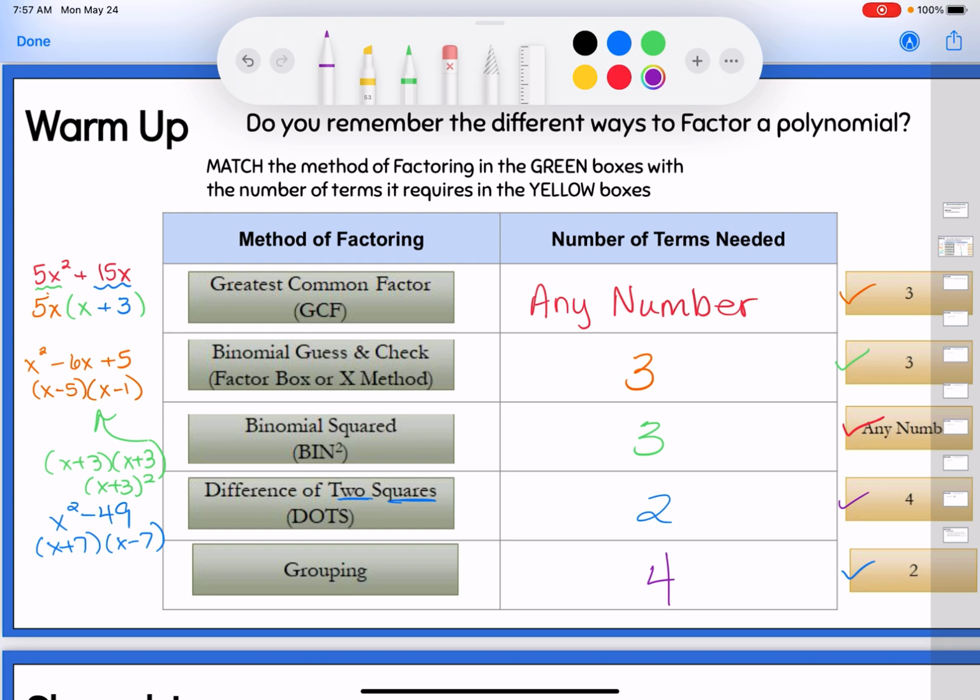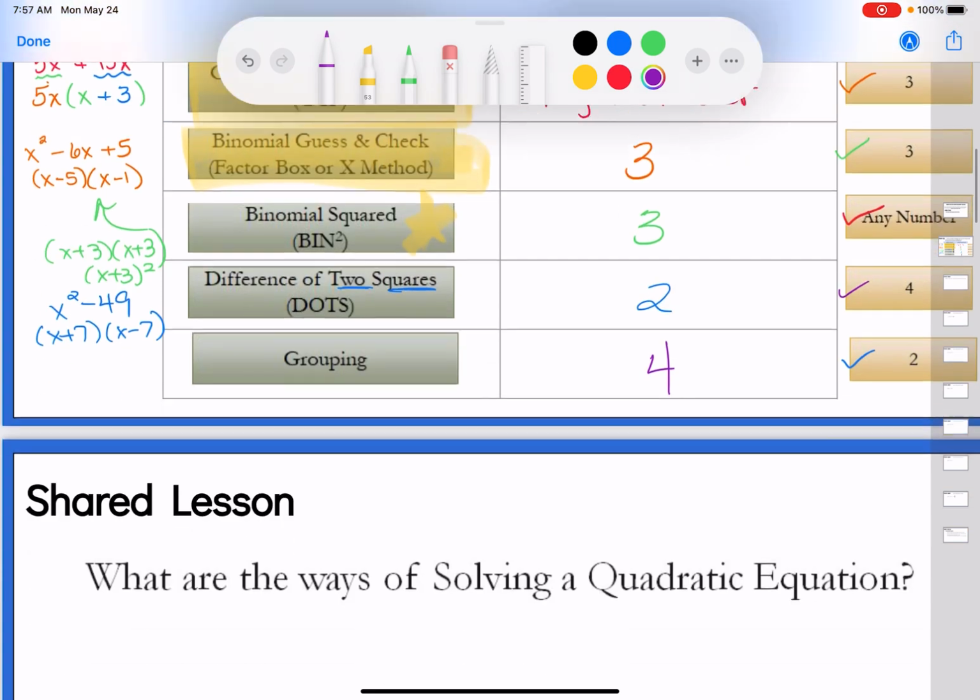All right, but the most common ones that we're going to use this year are GCF for sure. And then this binomial guess and check, or the factor box. And then bin squared will pop up. If you can remember that one, that's awesome, but you can always use the factor box there as well. Okay, so this is just our methods of factoring.